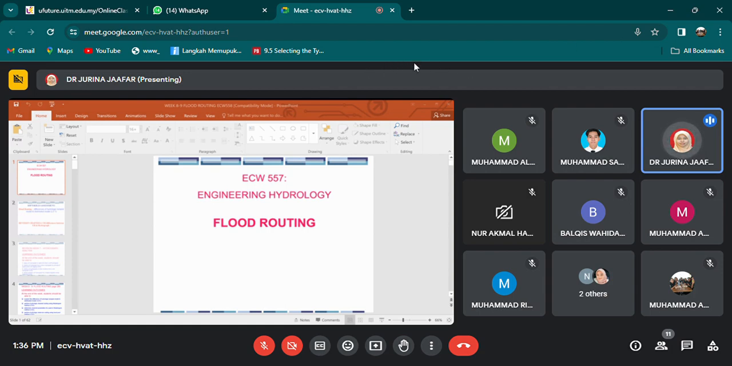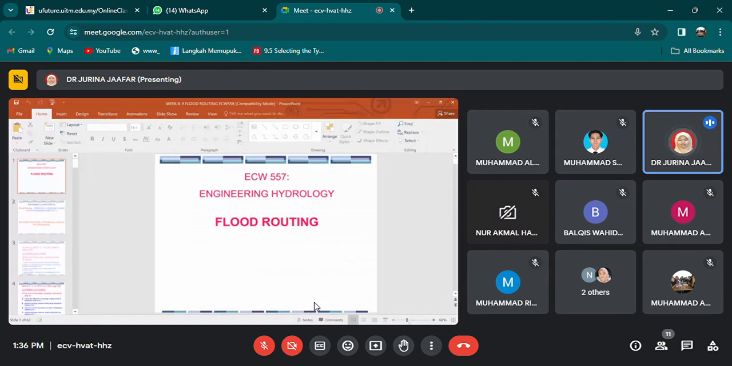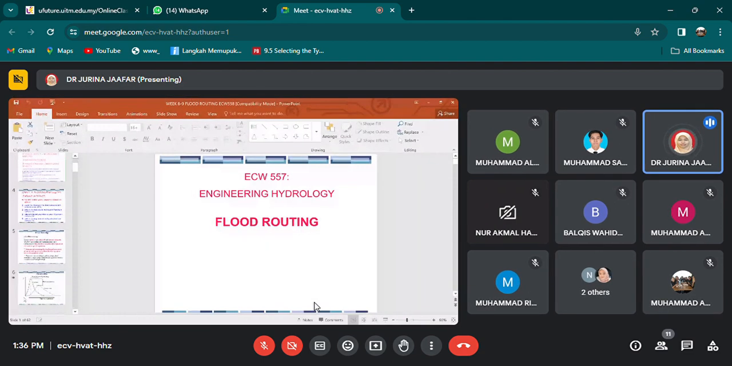Okay, the one that I share dalam WhatsApp, this is about flood routing. So that's the most important. Okay, kalau tengok kat sini, I will go very fast. I nak highlight. So dalam flood routing ni, what is actually flood routing? Routing ni adalah kita nak buat route of flow. So kita nak tengok bila kita ada inflow.